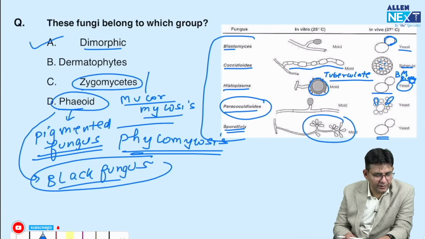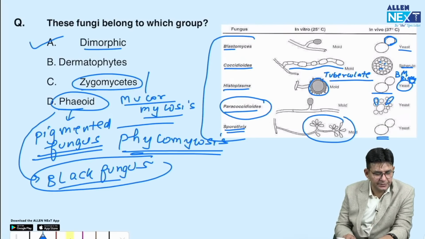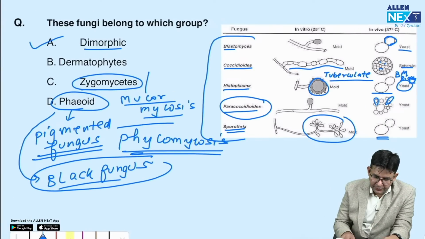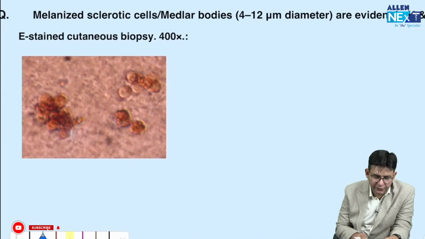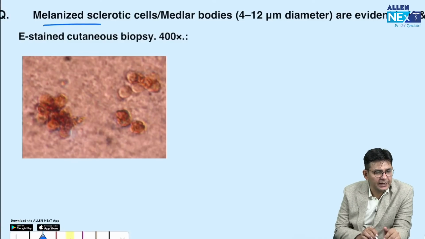Ajay, very right. The drug of choice for that, an often asked question, is LAMP, that is liposomal amphotericin B. Okay guys, let's move. We're just talking about the pheoid one. Melanized, if this word comes, it's a melanized one. So we are talking about the pheoid fungus.